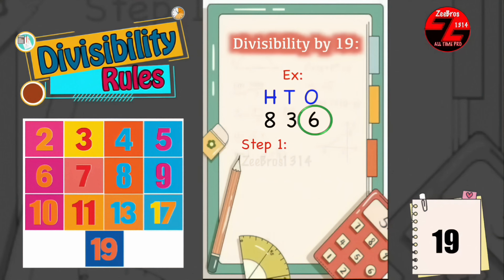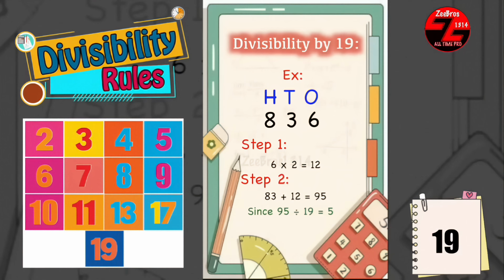Take the last digit of the number, that is 6, and multiply it by 2. It will become 12. Now add 12 to 83. It will become 95. Since 95 is divisible by 19, so we can say 8189 is divisible by 19.